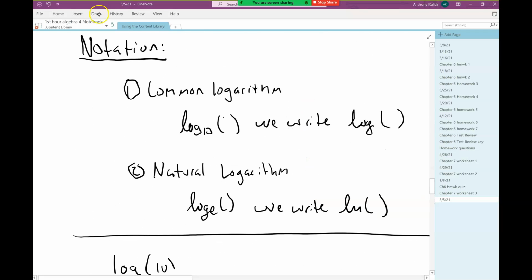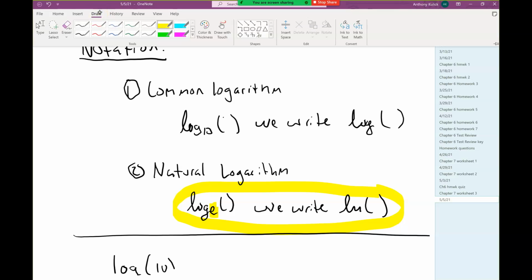ln was the same as log base e. Everybody okay there? Again, you have to make sure you have those two special logarithms memorized. You need to know what their bases are when you see it written down on a sheet of paper.